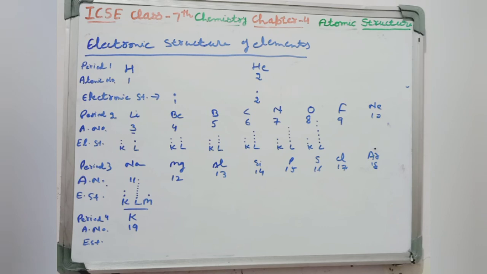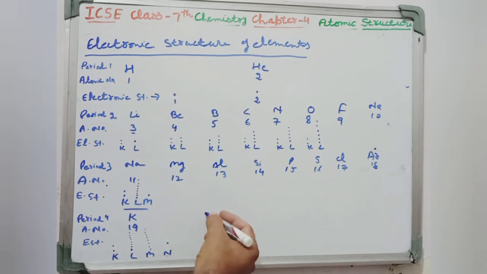Its electronic configuration is 19. So 4 shells are required: K, L, M, N. The first shell can hold only 2. 19 minus 2 is 17, so 8 in L and 8 in M. 8 plus 8 is 16, plus 2 is 18, and 1 is remaining here.